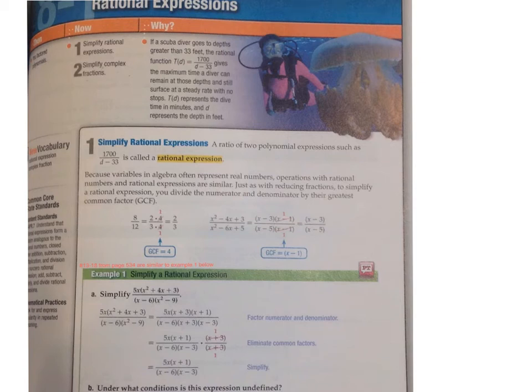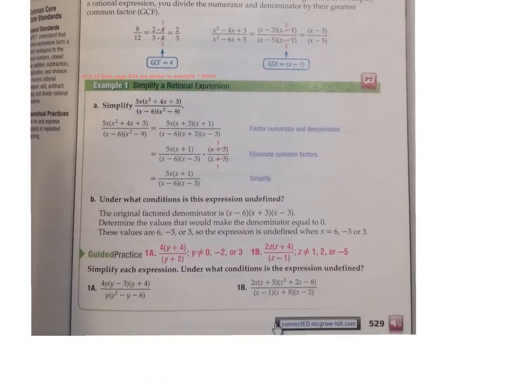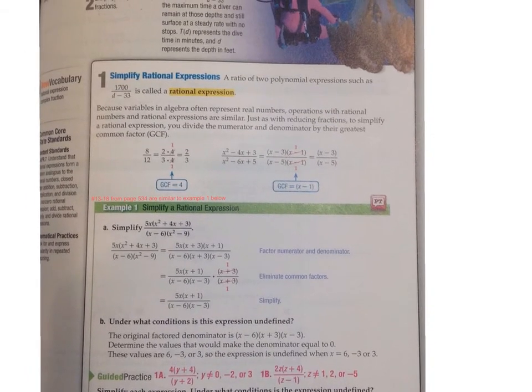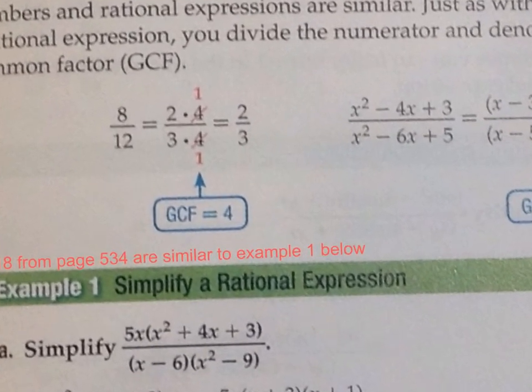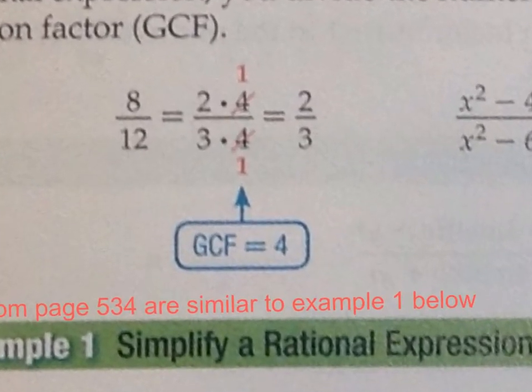So this is video number 2 on rational expressions, simplifying rational expressions. And right here we're going to go to the book. We're going to go to page 529. And in the first part of this section, they pretty much explain what we explained on the last video.